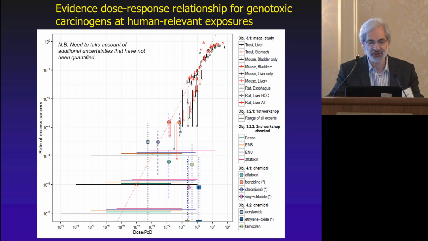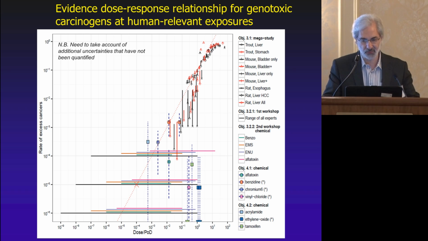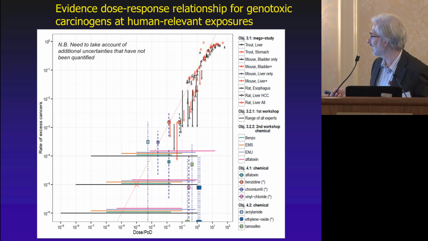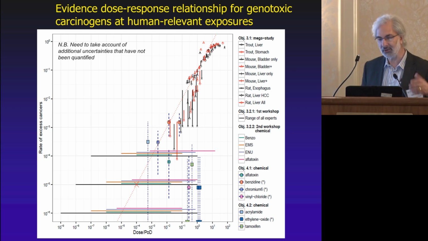Then we have here 2 expert elicitation exercises where we asked about a generic question. That's the black horizontal line here, which is: what's the risk level of a genotoxic carcinogen in humans? And then these are 4 case studies that we ran, taking into account compound-specific information. And these are listed here: benzpyrene, the 2 alkylating agents, EMS and ENU, and aflatoxin.